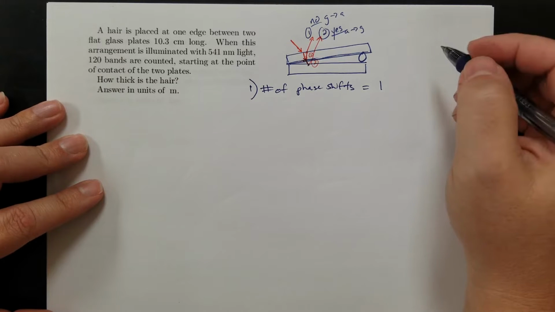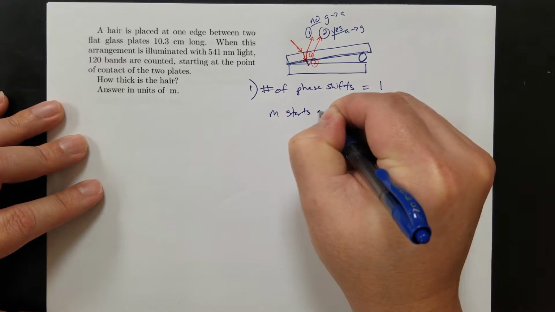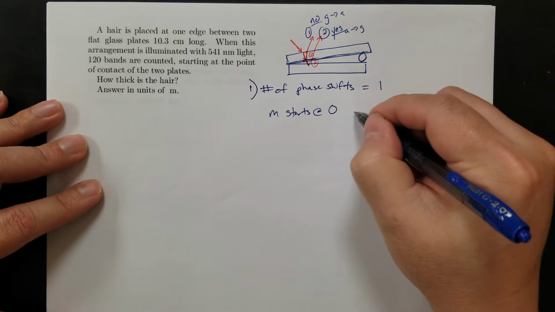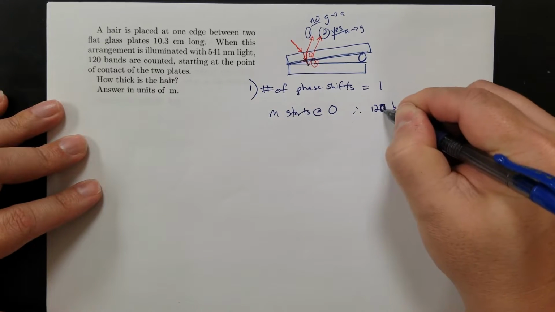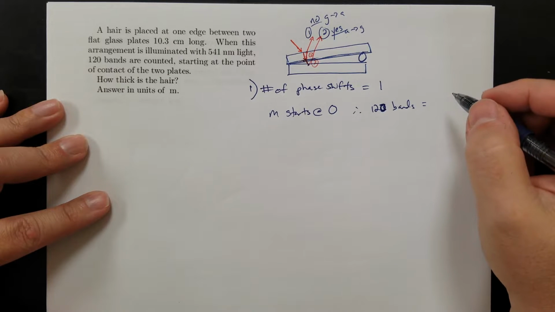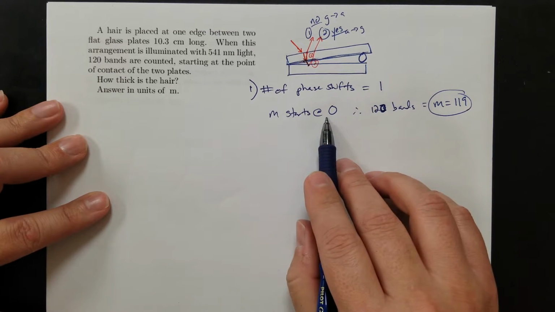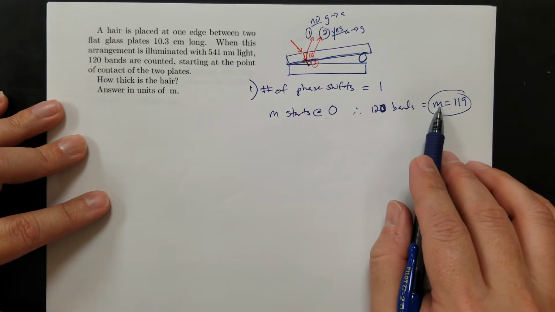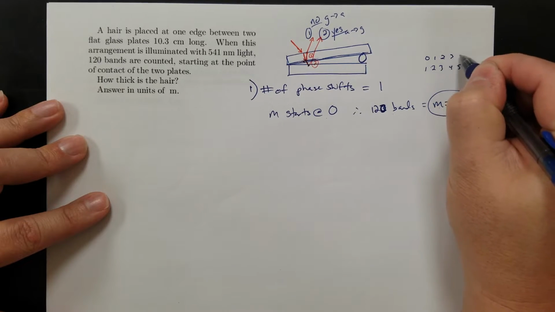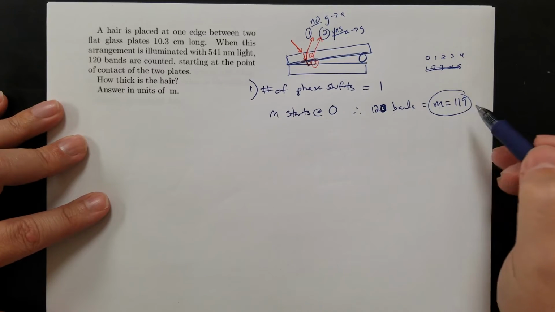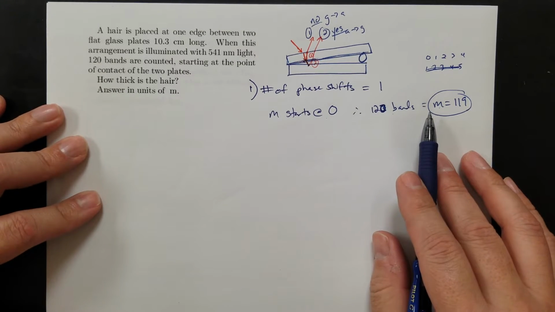So we're going to count dark bands. The first band is going to be dark. Since m starts at 0, 120 bands is going to equal an m of 119. My m is 119 because I started with 0. If I count from 1, 2, 3, 4, 5, that's 5. But if I start with 0, 0, 1, 2, 3, 4, that's also 5. So 120 bands means m is 119. Whatever my number of bands is, my m is 1 less than the number of bands.